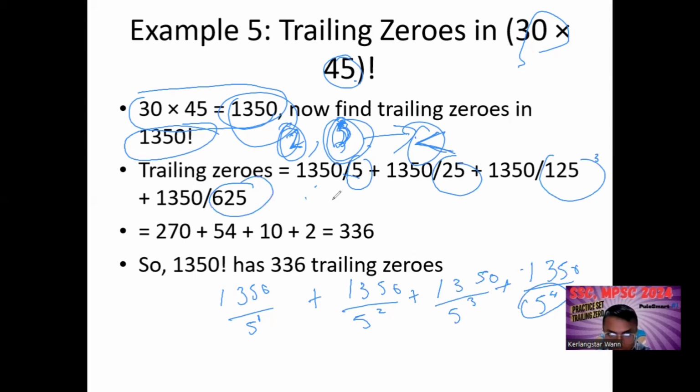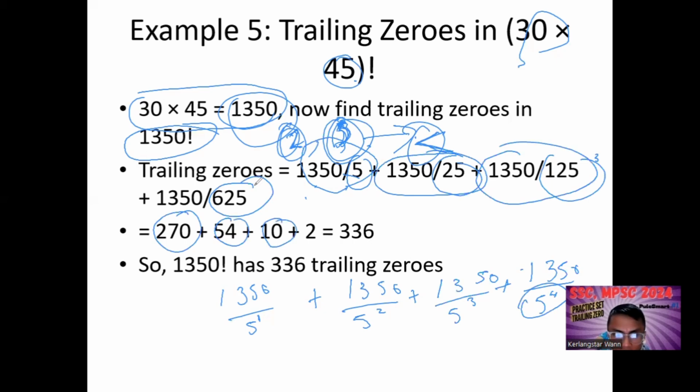By dividing, 1350 divided by 5 we get 270. Then 1350 divided by 25 we get 54. 1350 divided by 125 we get 10. 1350 divided by 625 we get 2. Adding all this, we get 336. So factorial of 1350 has 336 trailing zeros.